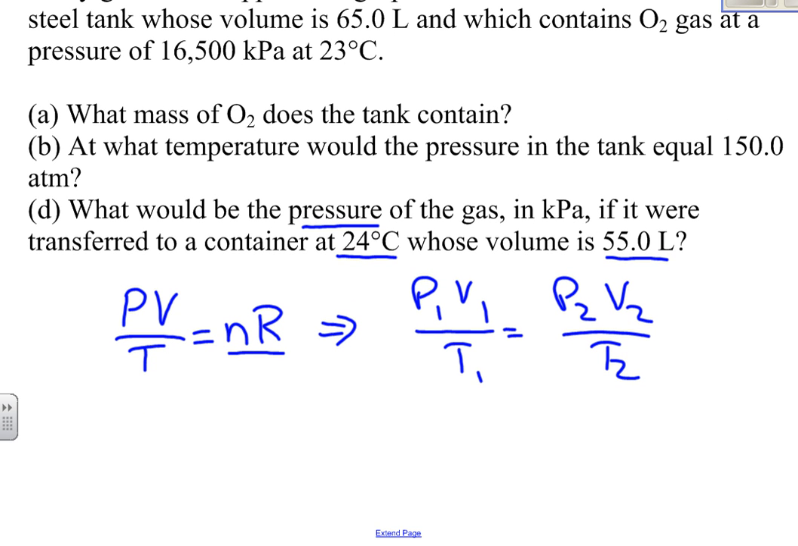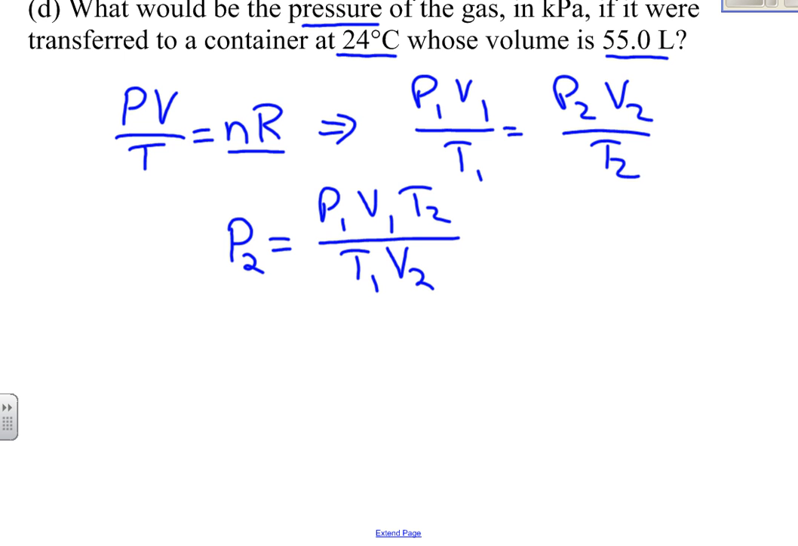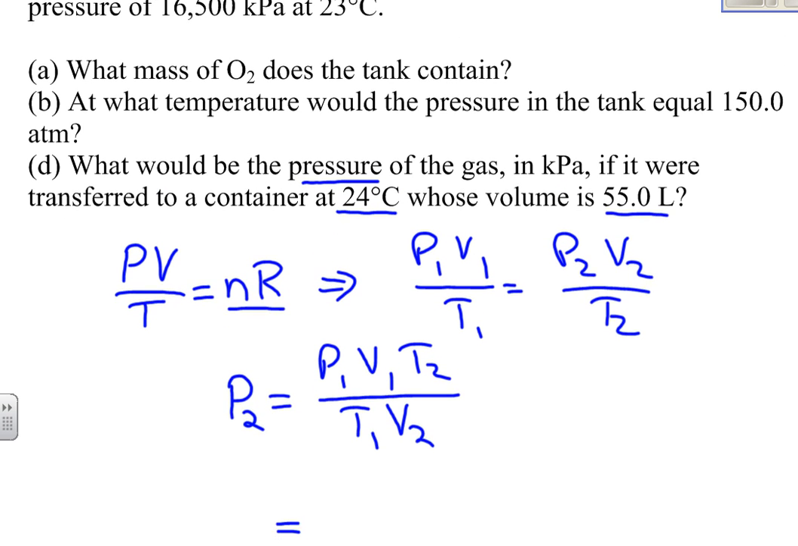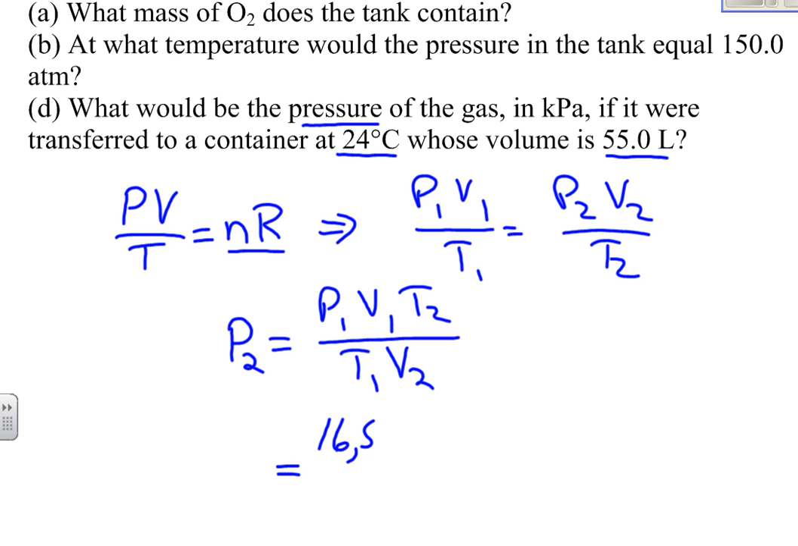In this particular problem, we're trying to figure out the new pressure, so we're trying to figure out P2. Pressure 2 would be equal to pressure 1, volume 1, temperature 2, divided by temperature 1 and volume 2. It just becomes a matter of plugging in our values. You notice that R doesn't appear in here anywhere, so we can go ahead and use other pressure units. We want to end up with a pressure in kilopascals, so I might as well use my initial pressure in kilopascals. That was 16,500 kilopascals. That way the unit left will be kilopascals.